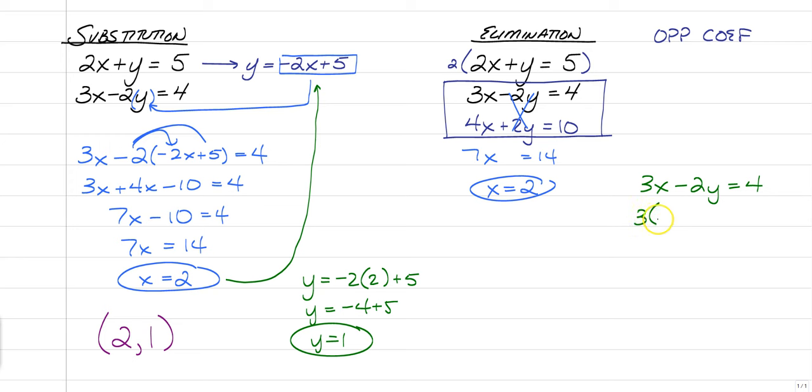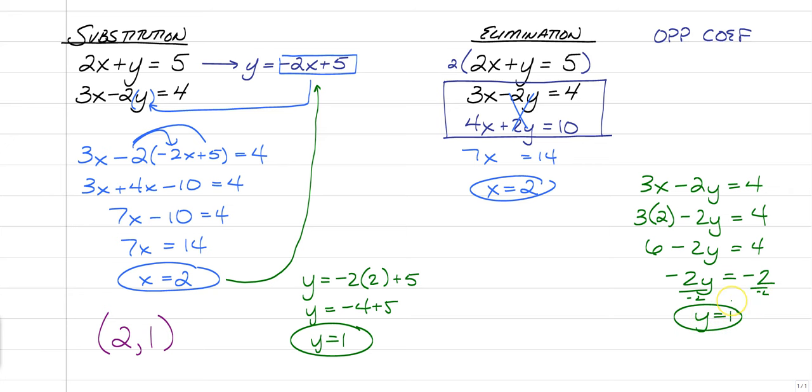So 3 times your 2 minus 2y is equal to 4. So 6 minus 2y is equal to 4. Subtract 6 from both sides, and that gives you a negative 2y is equal to a negative 2. Divide both sides by a negative 2, and you still end up with y equals 1. And just like the previous example, you need to write it as an ordered pair, (2, 1). All right, that's solving systems of equations.